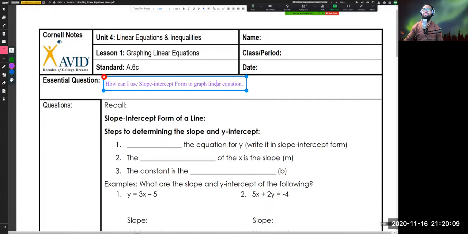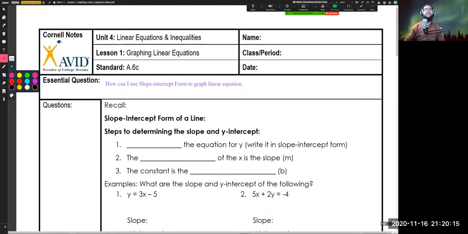Recall what our slope intercept form of a line is. If you don't remember, let's put that in bright pink letters for you. Our slope intercept form of an equation is y equals mx plus b. I'll circle them in different colors later. But our slope intercept form is y equals mx plus b.